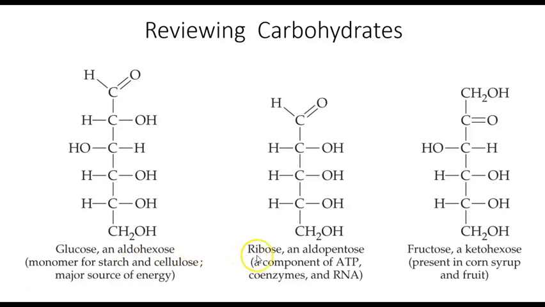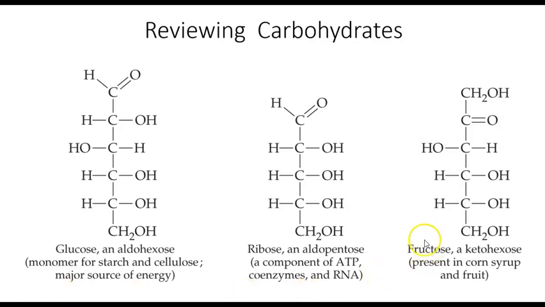We'll also see ribose. It is an aldo, right? An aldehyde, and 1, 2, 3, 4, 5 carbons in its backbone for pentane. But it's an OSE for the sugar because each of the carbons has a hydroxide group on it. It's a component of ATP, various coenzymes, and RNA.